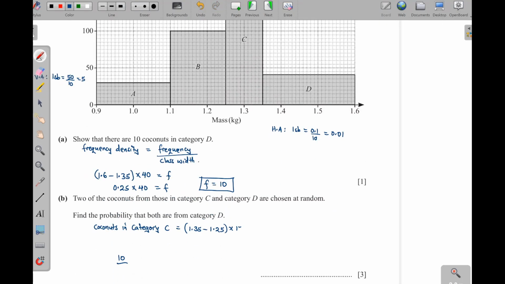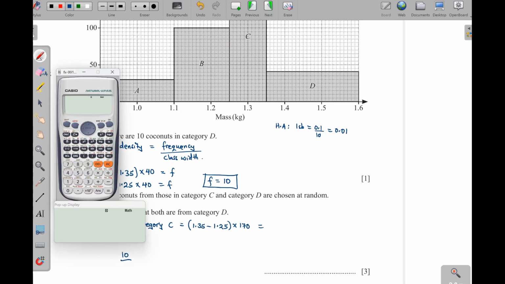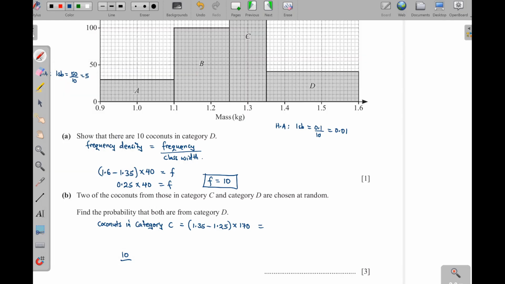Then times 170. 1.35 minus 1.25, isn't that 0.1? Then times the 170. So what do we get? Isn't that a 17? Yes, that is a 17.